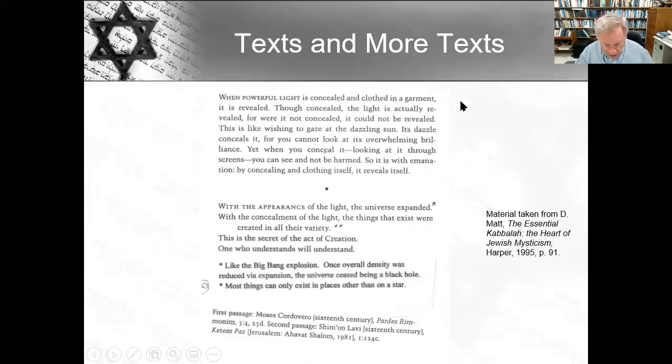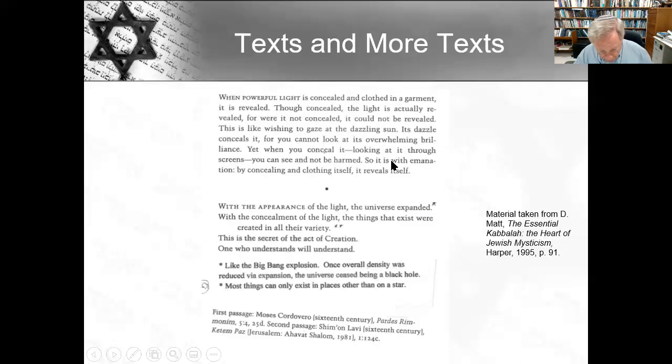This is from Moses Cordovero, 16th century. When powerful light is concealed and clothed in a garment, it is revealed. Though concealed, the light is actually revealed. For were it not concealed, it could not be revealed. First reading of this, it's nonsense. Its dazzle conceals it. It's like wishing to gaze at the dazzling sun. Its dazzle conceals it, for you cannot look at its overwhelming brilliance.